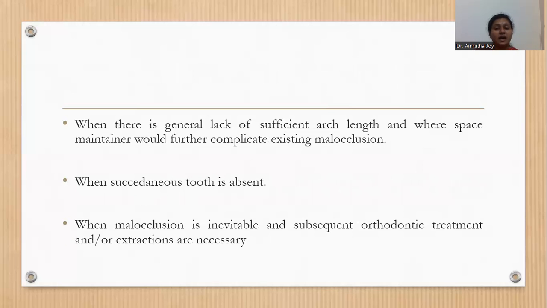And when there is a general lack of sufficient arch length and severe crowding is present, in such cases space maintenance would further complicate the existing malocclusion. So if we are planning for a serial extraction or that much crowding is present, no need to give a space maintainer. And when the succedaneous tooth is absent, malocclusion is inevitable, and subsequent orthodontic treatment is required or orthodontic extractions are needed further, in such cases, no need of giving a space maintainer.